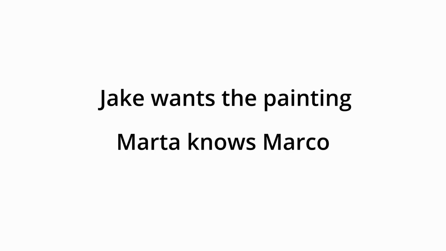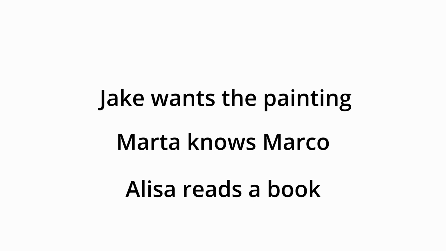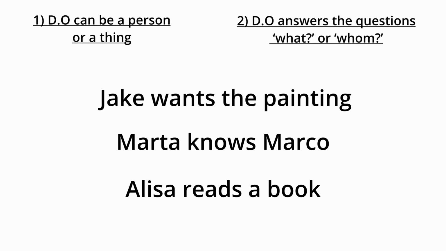So in English we can say, Jake wants the painting, Marta knows Marco, Alisa reads the book. There are two simple rules that will easily help us identify direct objects. Number one is direct object can be a person or a thing, and number two is direct object answers the questions what or whom. Now let's look at our examples one by one.